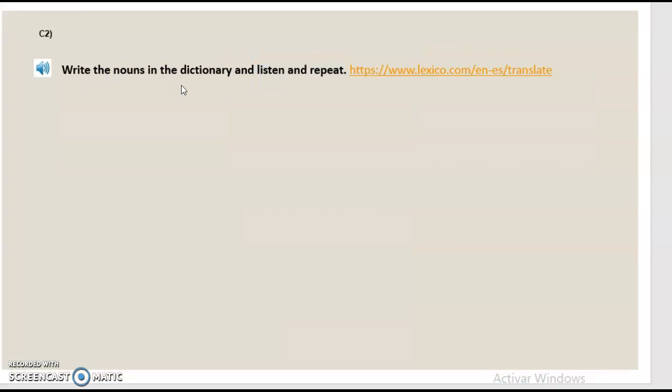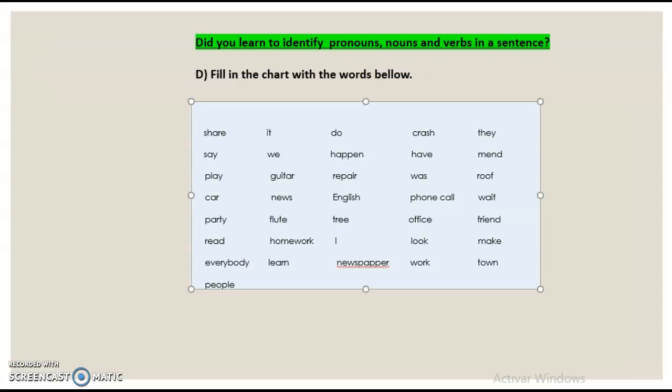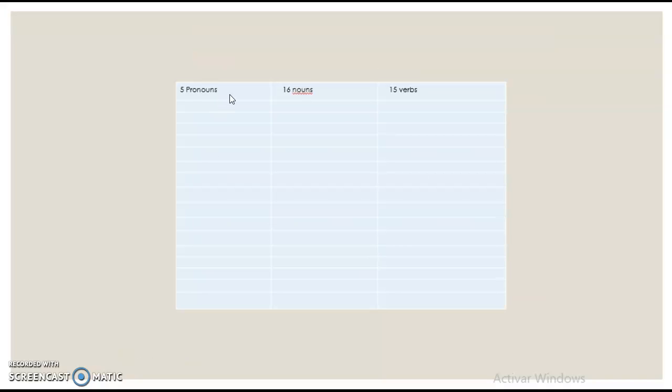Now write the nouns in the dictionary and listen and repeat to practice the pronunciation of the nouns. Did you learn to identify pronouns, nouns, and verbs in a sentence? Fill in the chart with the words below. It's the chart in which you must fill in the words below. The words. You must find 5 pronouns, 16 nouns, and 15 verbs.